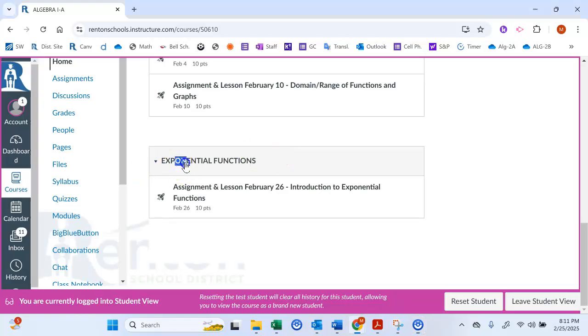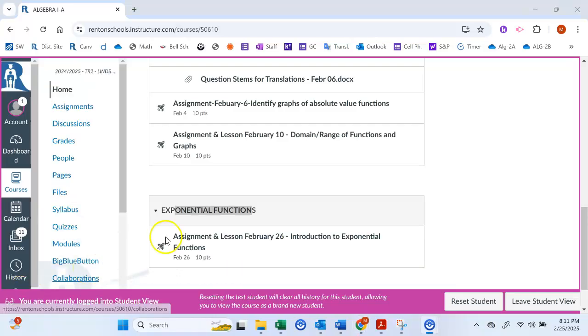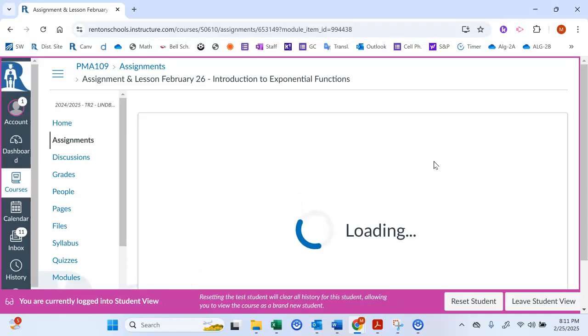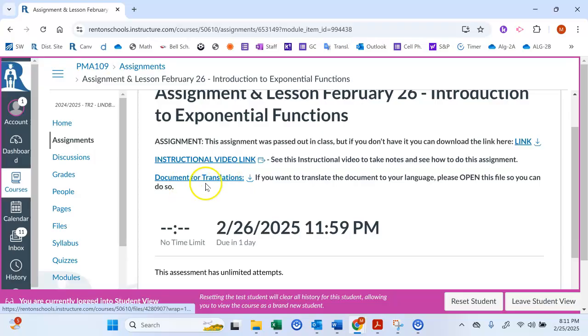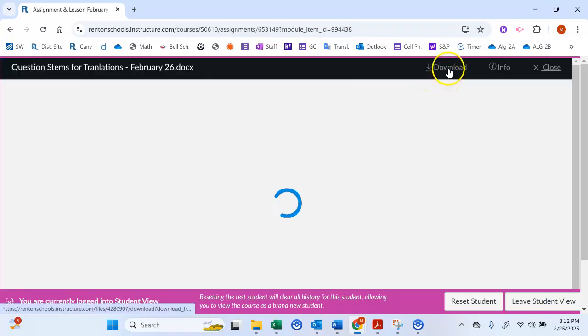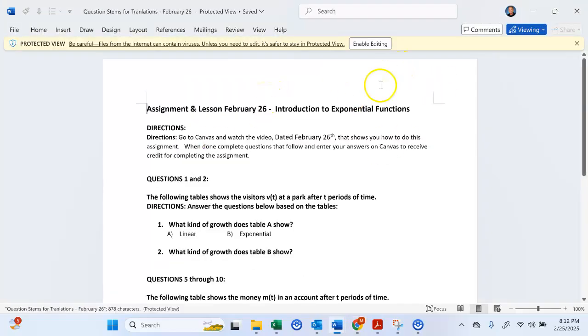So go down to this unit, exponential functions, click on this, okay, so click on this assignment right here, and which you probably already have if you're watching this video. So there's the instructional video right there. Make sure you download this document for translations to translate your document. Make sure you hit download right here, and then you'll open it up down here so you can translate those and understand what I'm saying, okay?